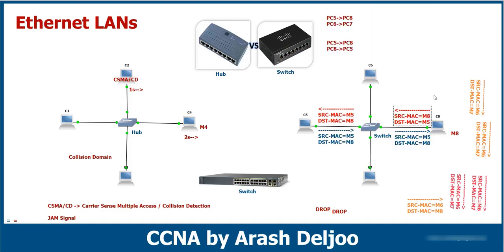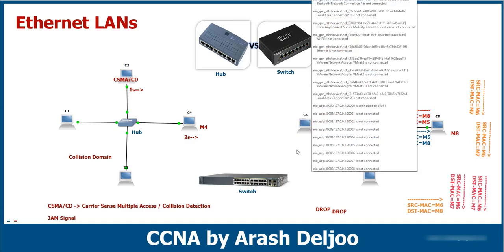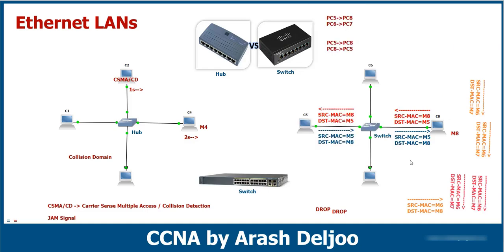The first frame and also the second frame: source MAC is MAC 8 and destination MAC is MAC 5. Look at here, we are sending this traffic from computer 5 to computer 8 from the TX pin of C5, and at the same time we are receiving traffic on the receive pin of, for example, the NIC of C5. Because of that, here we don't have any collision. This is the second condition.